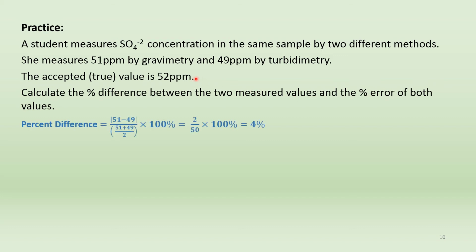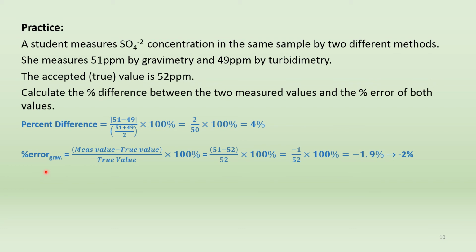So for percent difference, it's simply the difference between the two measured values, 51 and 49, which is 2, divided by the average of the two measured values. The average of 51 and 49 is 50. That ratio times 100 is 4%.